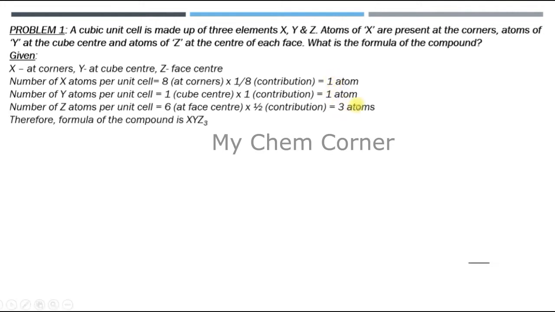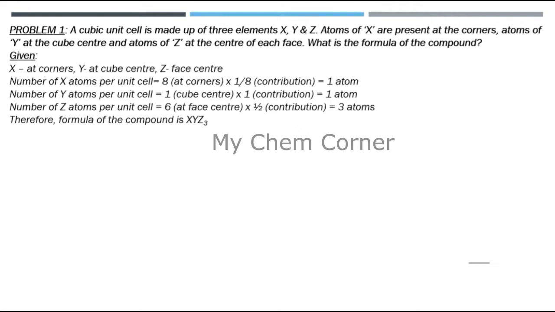Therefore, the ratio here is going to be 1:1:3. So the formula of the compound here is XYZ3. Only if you know how to calculate the number of atoms per unit cell for a simple cube, a body-centered cube, and a face-centered cube, is it easy for you to find the formula for a given compound from the basic information given in the question.